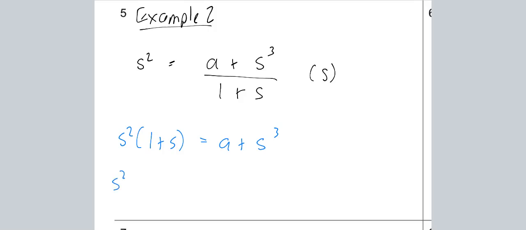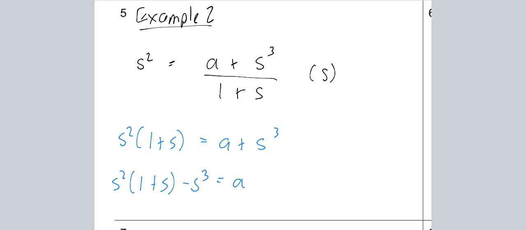Now I'm going to remove s cubed from the right. And because I'm subtracting it from the right, I'm subtracting it from the left as well. Like so. Now, if I wanted to make a the subject of the equation, my job would be done, even though it's on the right. My job's done. That's lovely, isn't it?